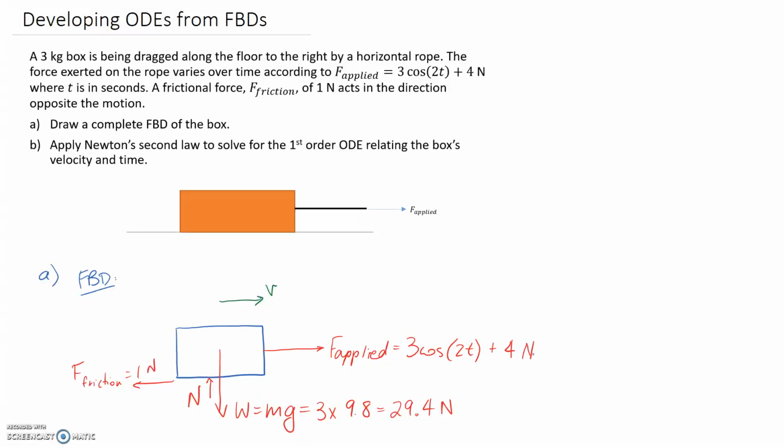Alrighty, so that's all there is in terms of drawing that free body diagram. Picked up all the forces that we possibly are considering. So now we're up to part B, which is looking at applying Newton's second law of motion for the first order ODE relating the box and the velocity over time.